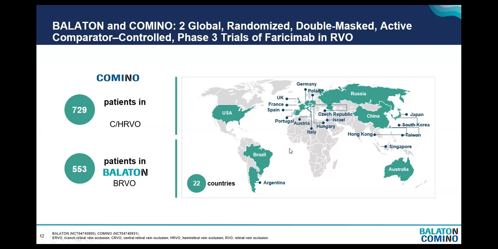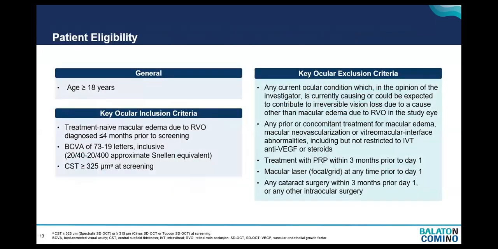Africa missed out on this one, but Roche has changed this, and we're more and more being counted on the global scene. And eligibility for the study, in general, of course, must be over 18. Inclusion criteria: RVO less than 4 months, diagnosed less than 4 months prior to the screening. Of course, if it goes more than 4 months, you know the sequelae that would come with that, the ischemic processes, neovascularization, etc. The BCVA, less than 73 letters, going up to 19 letters.